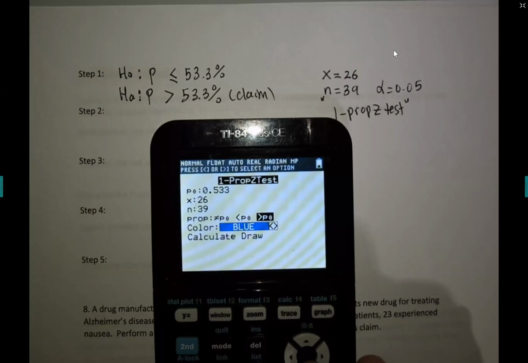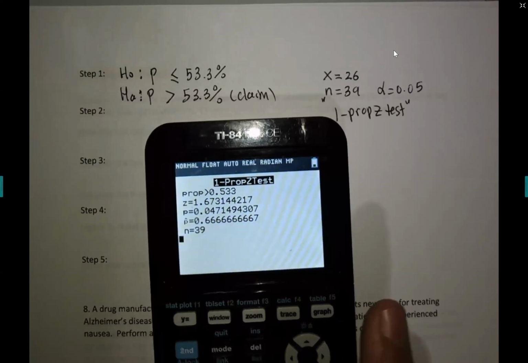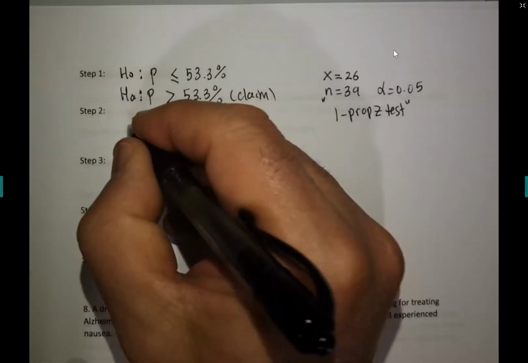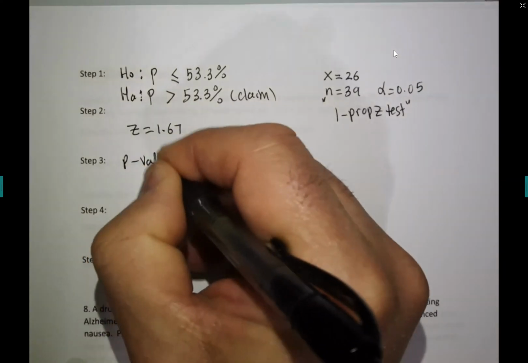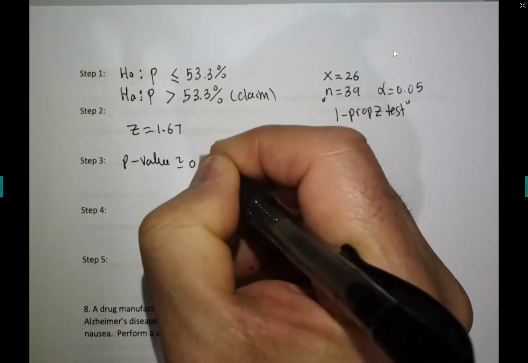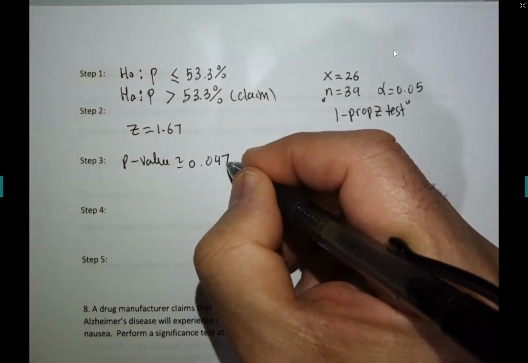And I'm gonna hit calculate this time. I'm not gonna do a draw. Faster. Watch, look how fast it is. Okay, Z is 1.67 and p-value is 0.0471.